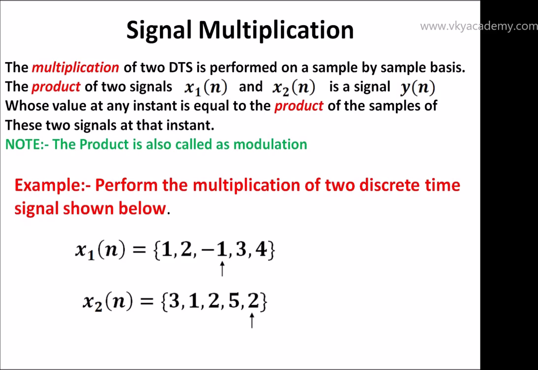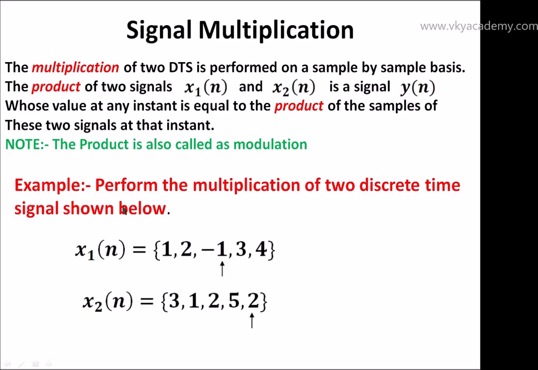So the next mathematical operation on discrete time signals is signal multiplication. The multiplication of two discrete time signals is performed on a sample by sample basis, as we discussed in signal addition. The product of two signals, let us say x1[n] and x2[n], is a signal y[n], whose value at any instant is equal to the product of the samples of the two signals at that particular instant. The product is also called modulation. This is a very important point. The product operation is also called the modulation operation.